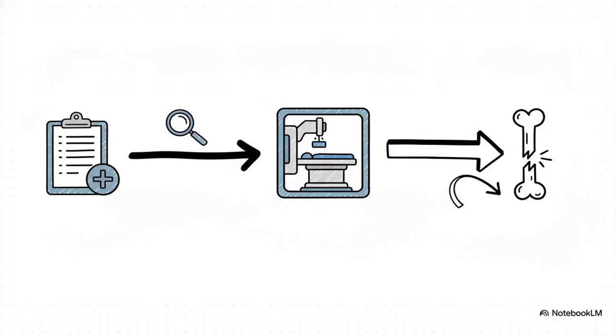Now, this is a really critical point to understand. A positive result on the rules tells you that you need to look for a fracture with an x-ray. It does not mean a fracture is definitely there. Remember that first stat? High sensitivity often means lower specificity.